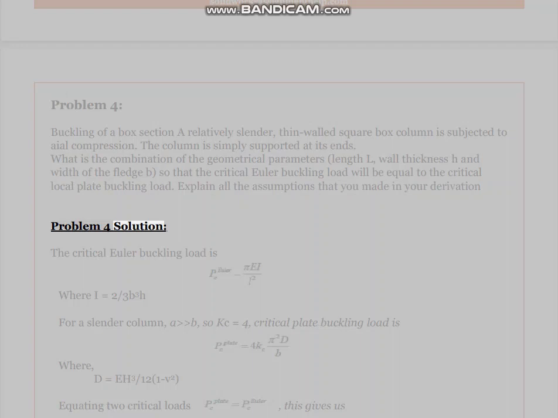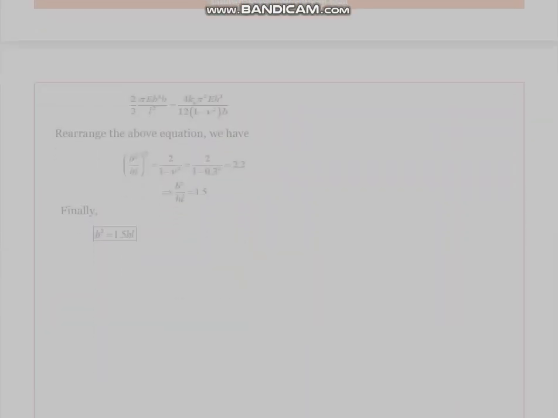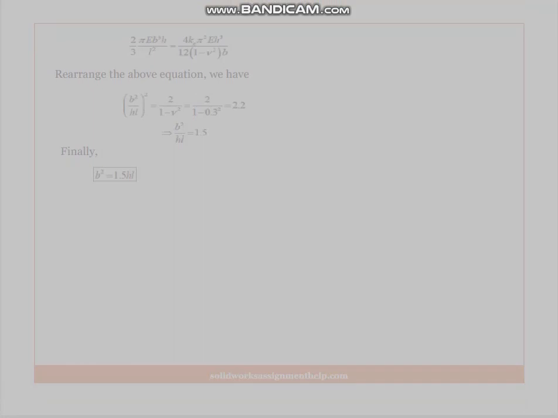Problem 4 solution. The critical Euler buckling load is P equals pi squared EI over L squared, where I equals 2/3 b cubed h for a slender column. For a plate, Kc equals 4. The critical plate buckling load is given with D equals E h cubed over 12 times (1 minus nu squared). Equating the two critical loads, this gives us the result. Rearranging the above equation, we have the final expression.